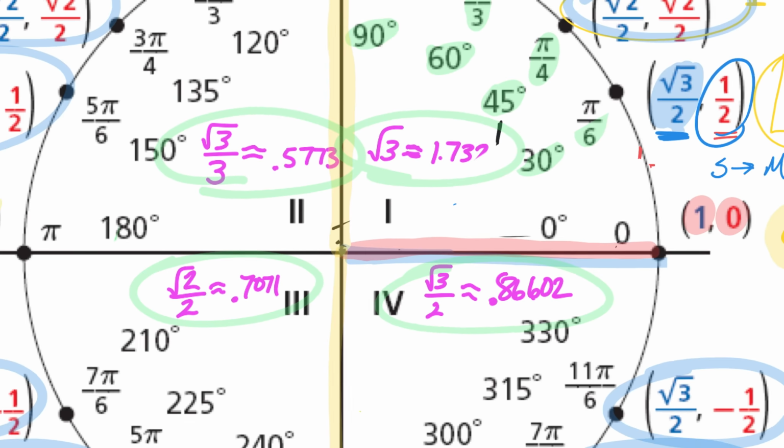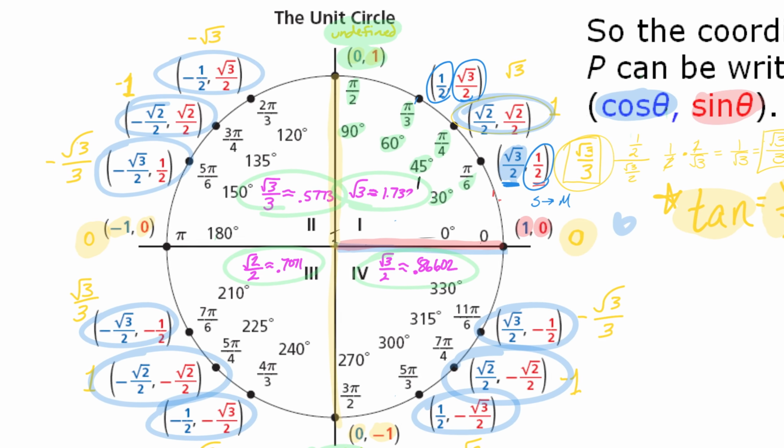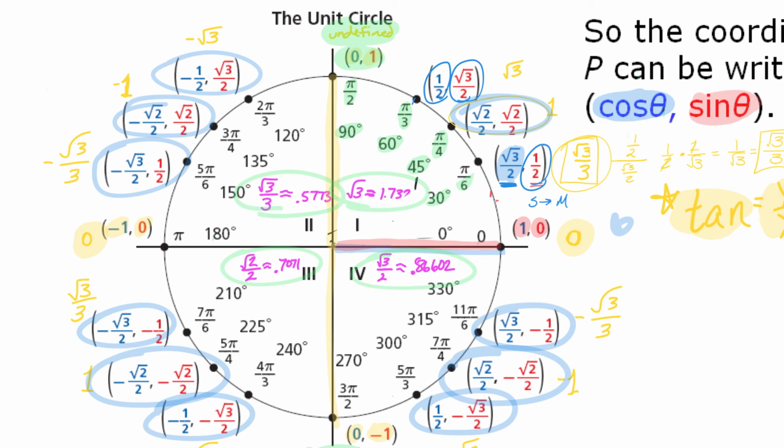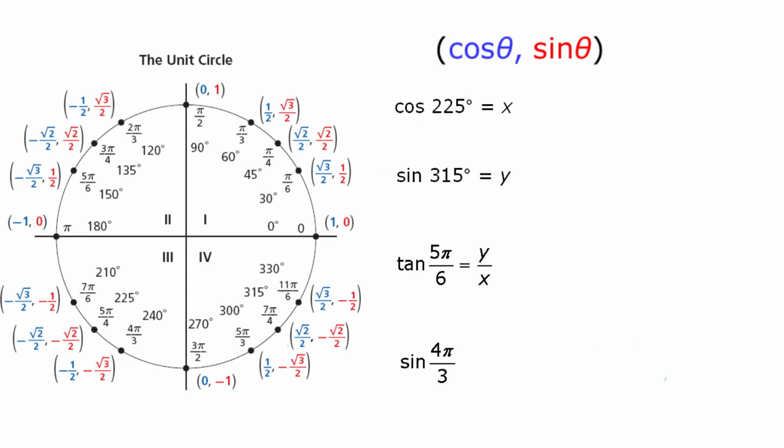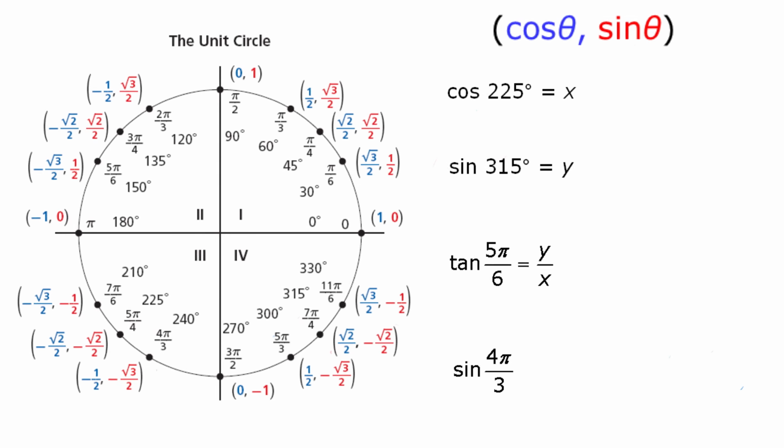Trig and 45, 45, and 30, 60, 90. All right, so like I said, we're going to move on and see how we use this. So here's how we use the unit circle to help us get through these quickly.